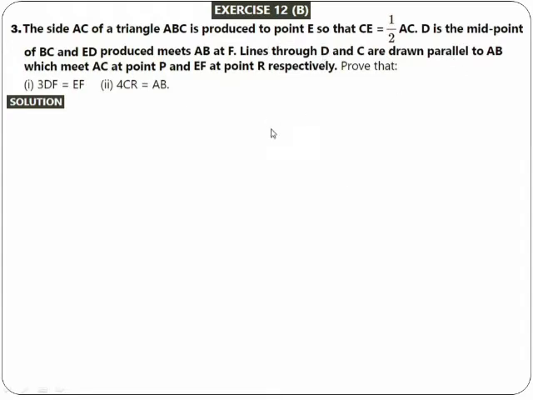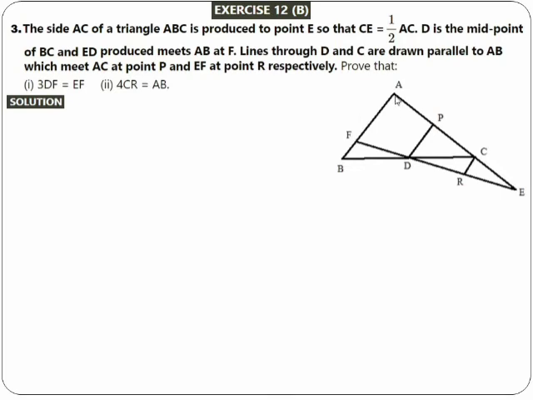So without making any confusion, let me show you the respective diagram. The diagram says there's a triangle ABC and the side AC is produced to point E. So AC is this one, and you have produced this to E. So this CE is half of AC. CE is just half of AC.